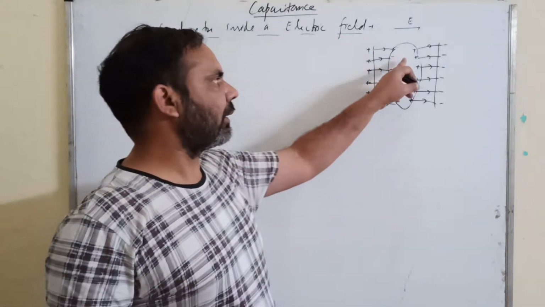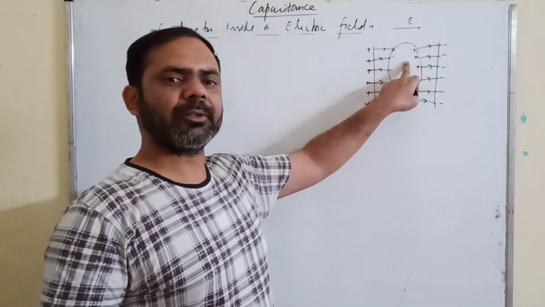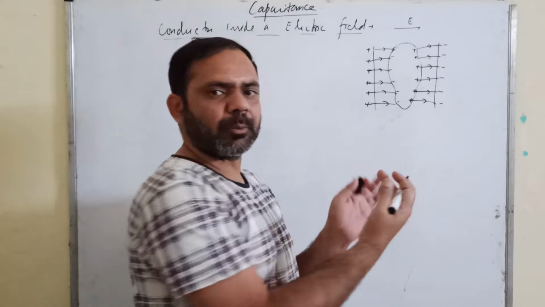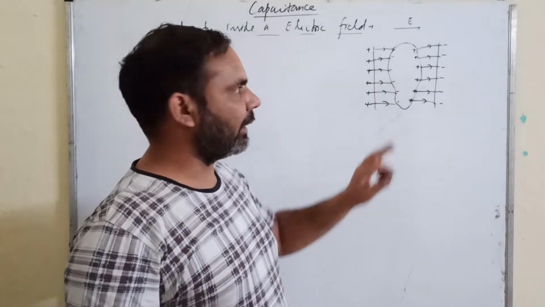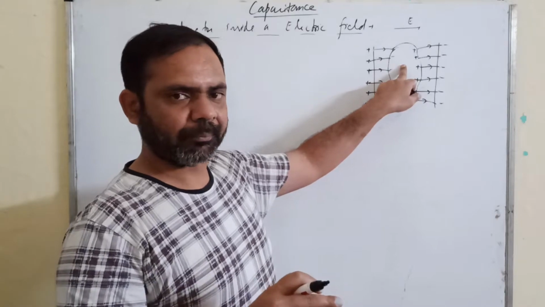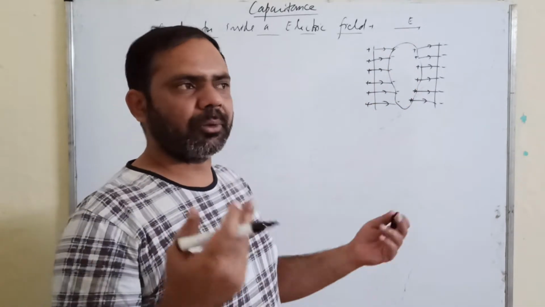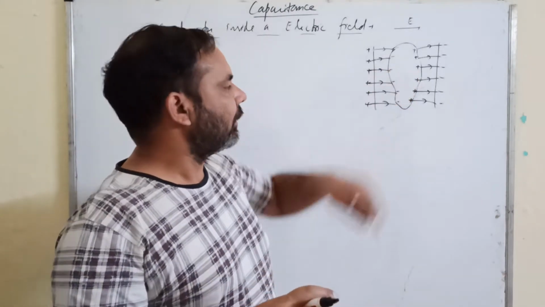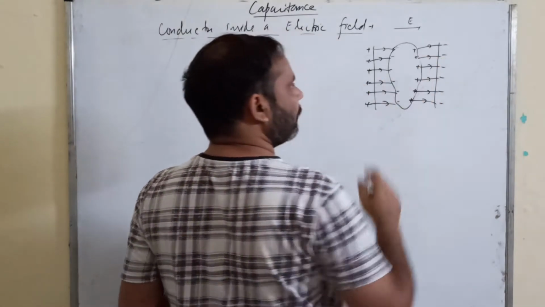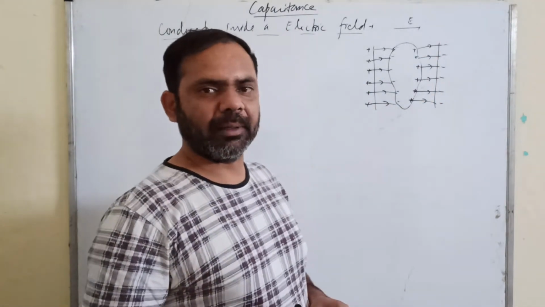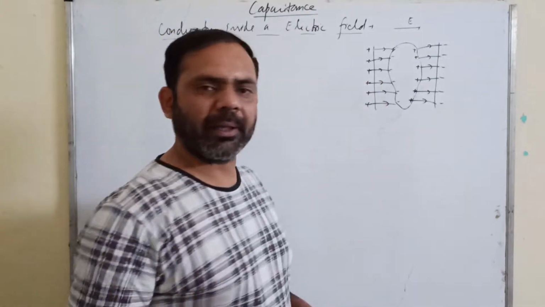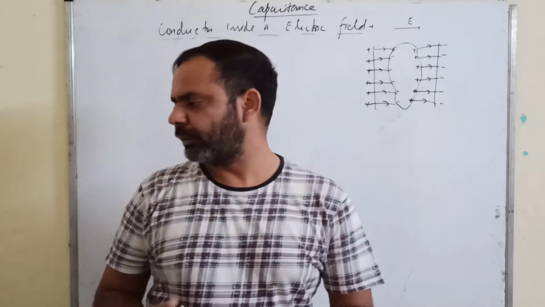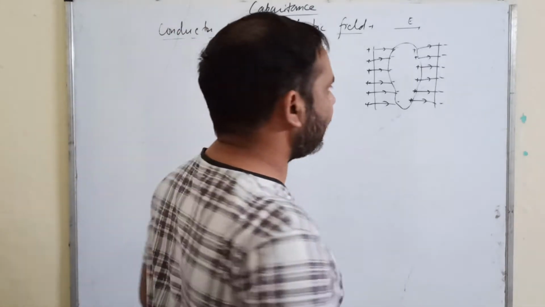So you can see that outside the conductor there is electric field, but inside the conductor there is no electric field. So the properties of the conductor when it is placed inside the electric field are: the first property is there is no electric field inside the conductor. Second, since the electric field is not there, there is no net charge inside the conductor. And third, the electric lines of force, or simply the electric field at the surface of the conductor, is perpendicular to the surface, normal to the surface. So these are a few important properties of a conductor when it is placed inside an electric field.